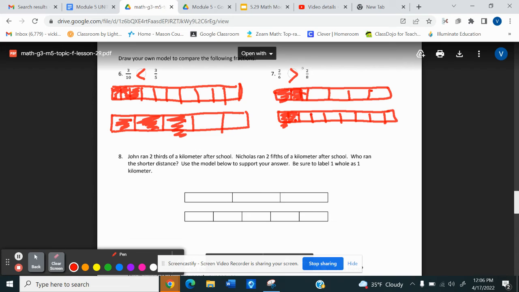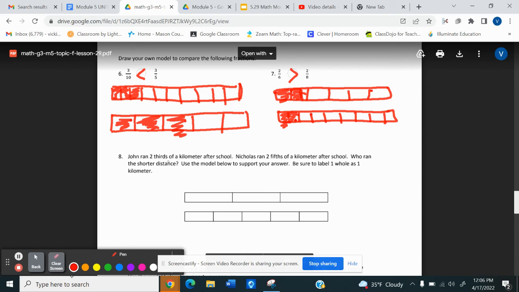It says, John ran 2/3 of a kilometer after school. Nicholas ran 2/5 of a kilometer after school. Who ran the shorter distance? Use the model below to support your answer. Be sure to label one whole as 1 kilometer.